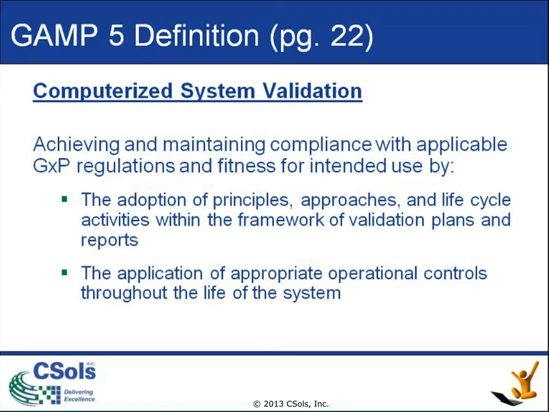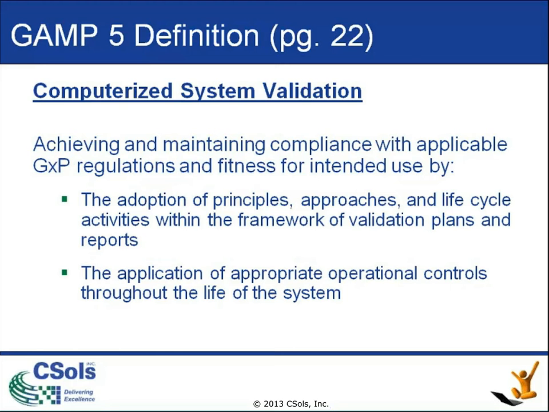Okay, so here's the GAMP 5 definition: achieving and maintaining compliance with applicable GXP regulations and fitness for intended use by the adoption of principles, approaches, and life cycle activities within the framework of validation plans and reports, and the application of appropriate operational controls throughout the life of the system. So throughout the life of the system, appropriate controls is to consistently meet the needs of the user, and the adoption of principles and approaches and life cycle activities within the framework of validation plans is about knowing what the system is intended to do and building it to do just that.